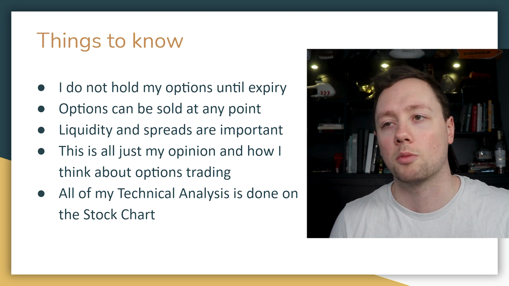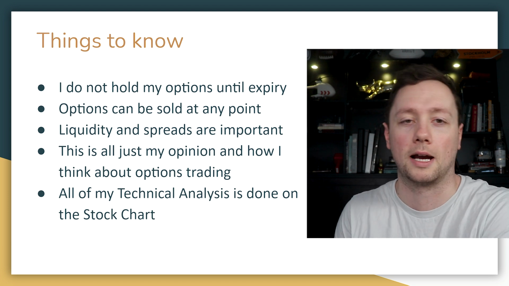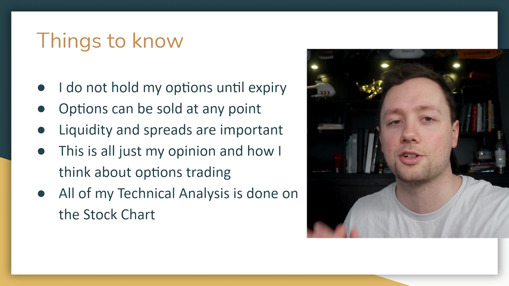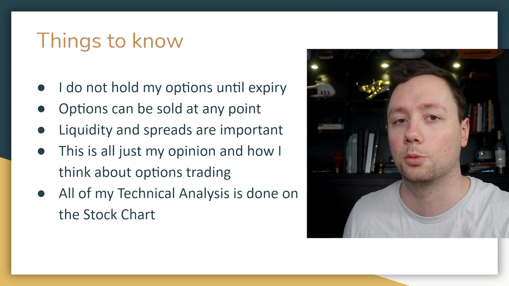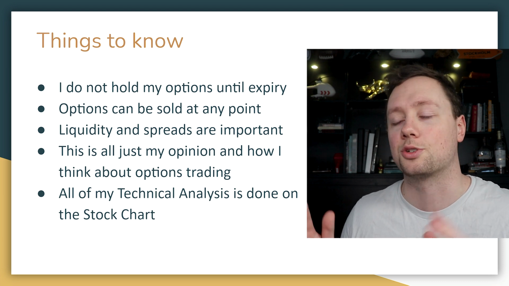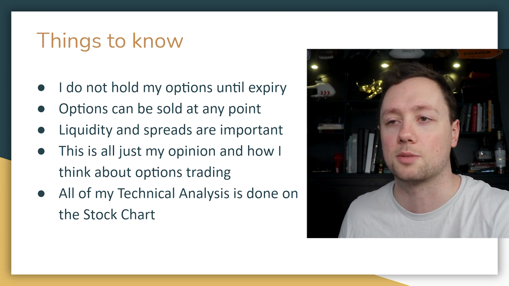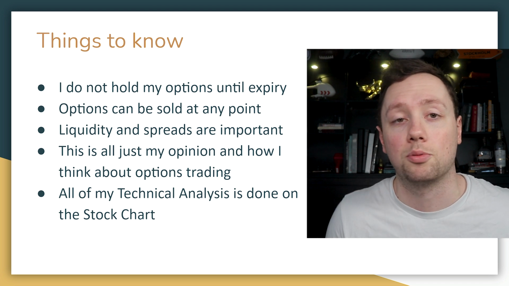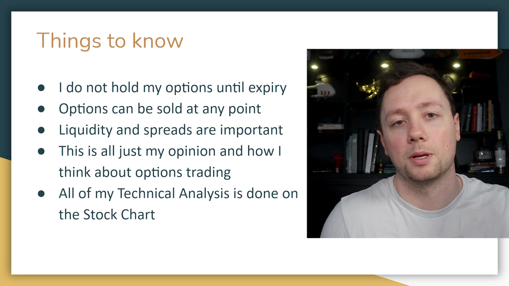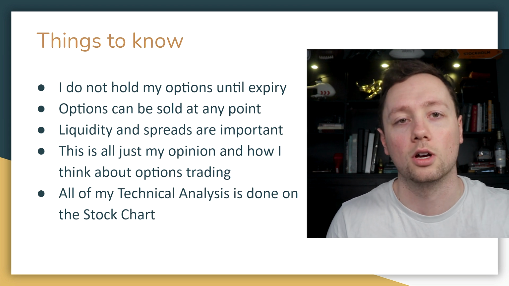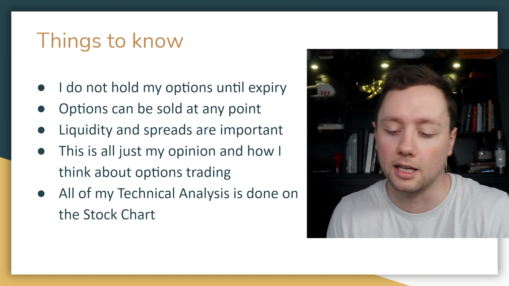So things to know. Number one, I do not hold my options until expiry. So this Apple call option expires in April. I am planning to sell it probably before April even begins. So I am not going to be holding it till the end of expiry, and I can sell it at any point. As long as the market is open and people are transacting Apple options, I will be able to sell it at any point leading up to expiration.